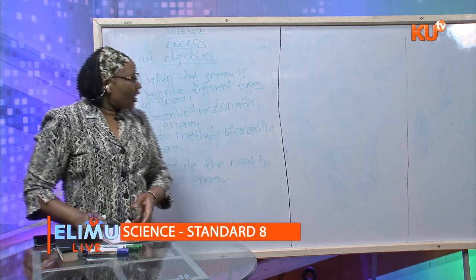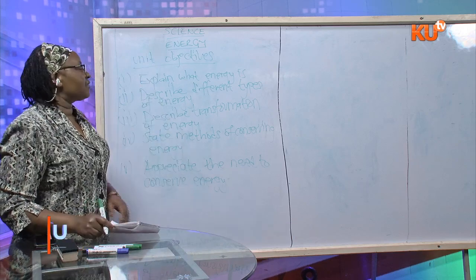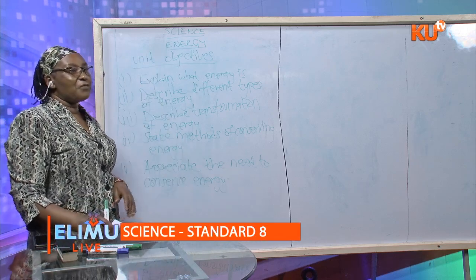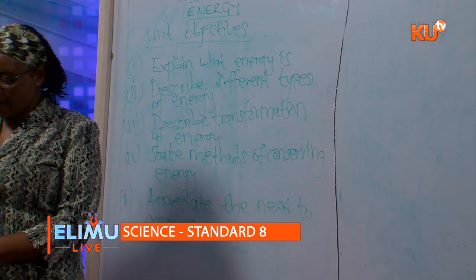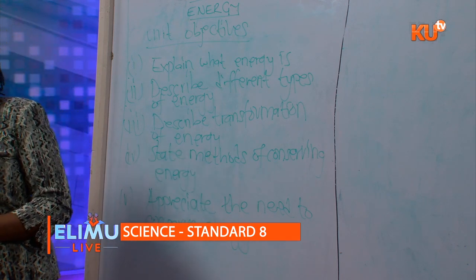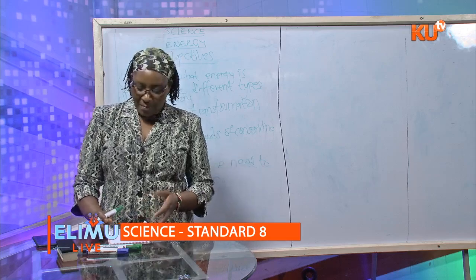Now, I've said from the objectives, the objectives are meant for the learners. So, at the end of this unit, the learner should be able to explain what energy is, describe the different types of energy, describe transformation of energy, state methods of conserving energy, and appreciate the need to conserve energy. We need to conserve energy so that we can use it when it is not available.